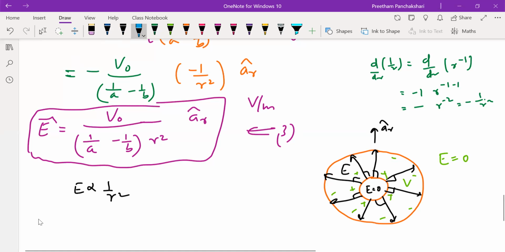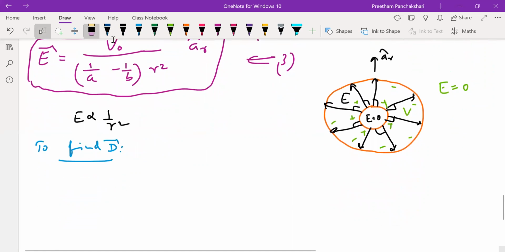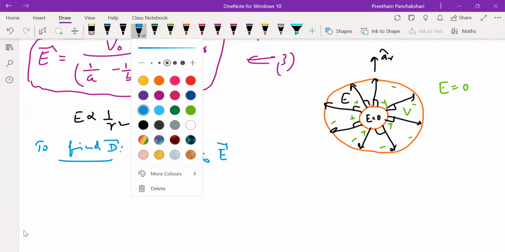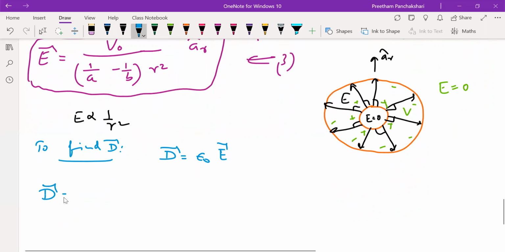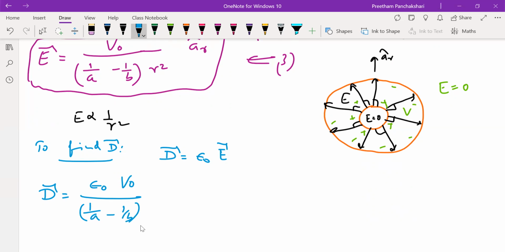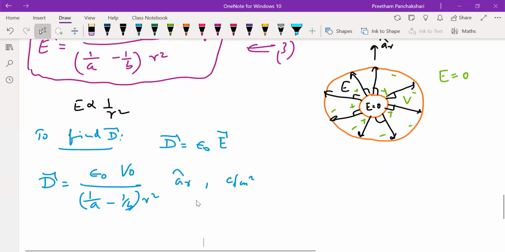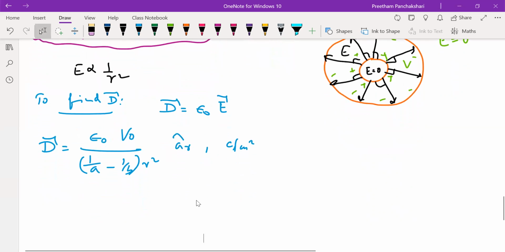After this, as usual, we find electric flux density D in coulomb per meter square. So D is equal to epsilon naught E. So D is equal to epsilon naught V naught 1 by A minus 1 by B into R square A cap R coulomb per meter square. This multiplication of epsilon naught with E.